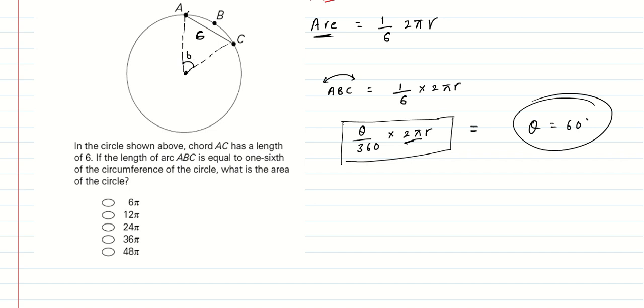If theta is 60 degree, what should be these two angles? Again equal. Correct, no? Which means this must also be equal, which means all will be equal. So 6, 6, right? So what is the area then? Pi r square. 36 pi. Good.